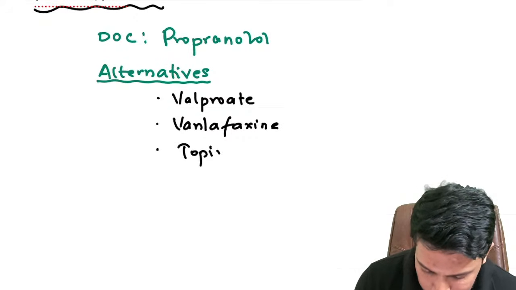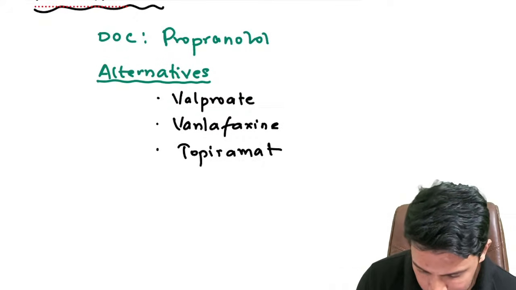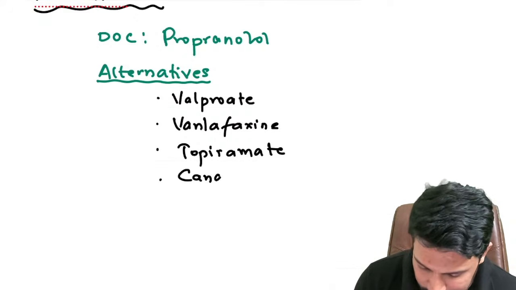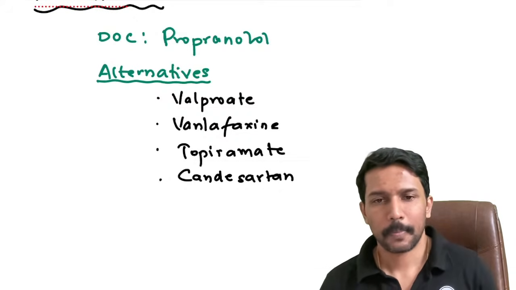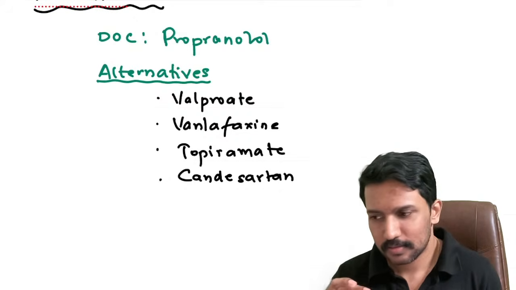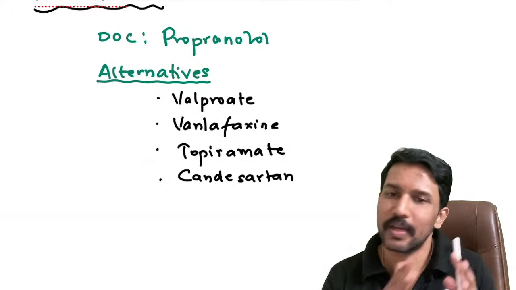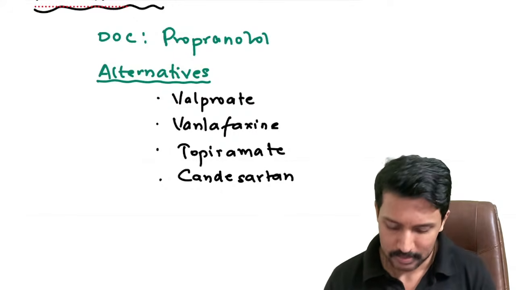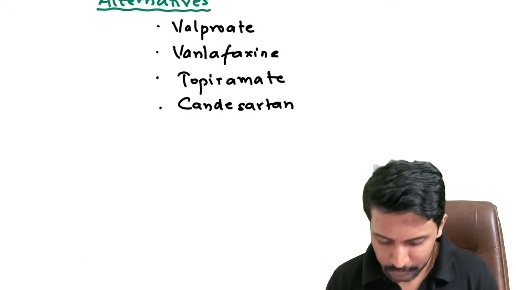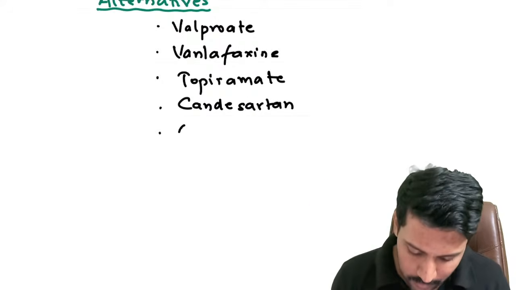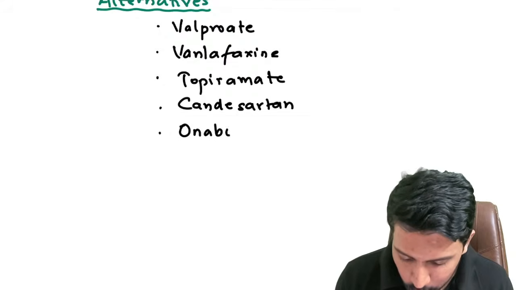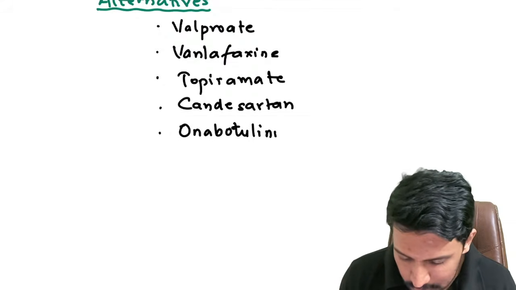topiramate, and candesartan. Candesartan is an ARB, right? It is an antihypertensive, but it also has migraine preventive properties. So these are the main pharmacotherapeutic alternatives. You can also do Botox to the scalp. The Botox technical term is onabotulinum toxin A.